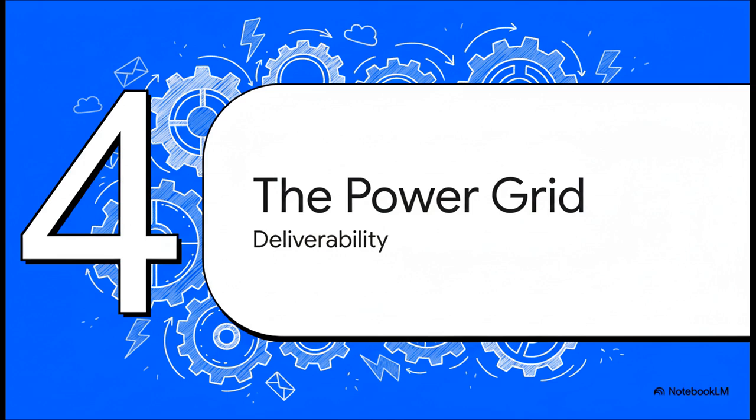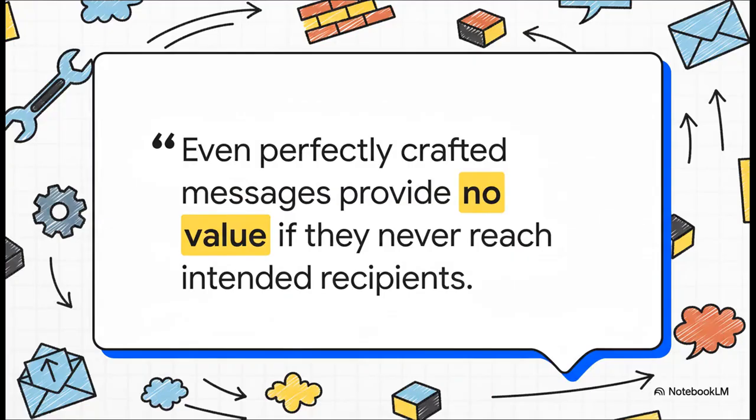Okay, so we've built our machine, we've got a smart plan, but there's one last, absolutely critical piece of the puzzle, the power grid. We have to make sure our messages actually get through. And this is all about something called deliverability. This quote really just says it all.